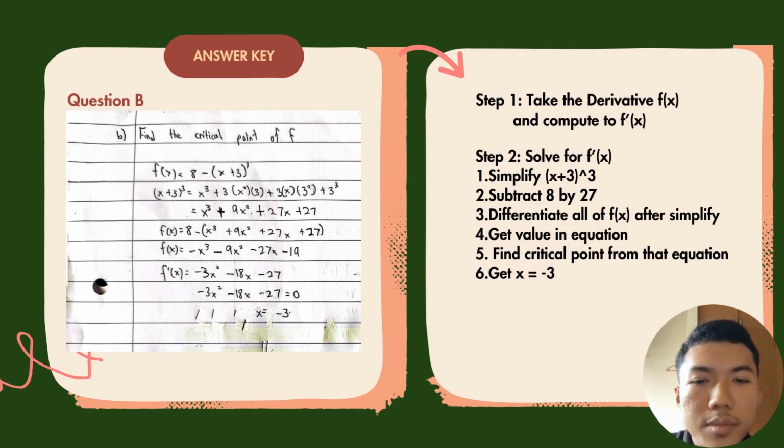Next, for question B, find the critical point of f. Step 1. Take the derivative of f and compute f prime of x. Step 2. Solve for f prime of x. First, simplify (x plus 3) to the power of 3. Second, subtract 8 by 27. Third, differentiate all of f after simplifying. Next, set the value in the equation. Next, find the critical point from that equation and get x equal to negative 3.